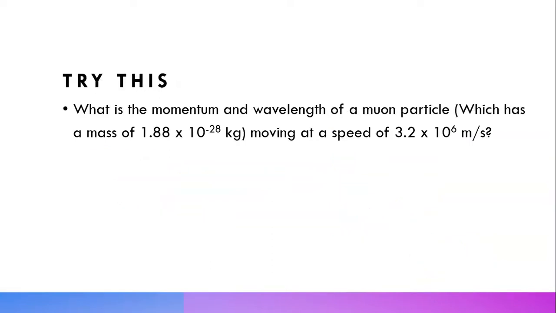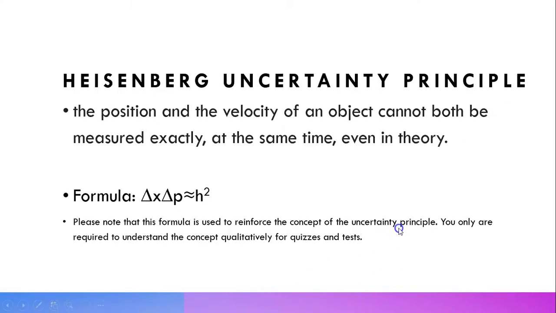Okay, so pause the video and try this for the muon particle. Mass is 1.88 times 10 to the negative 28 kilograms, moving at a speed of 3.2 times 10 to the 6 meters per second. Pause the video, give this a try.